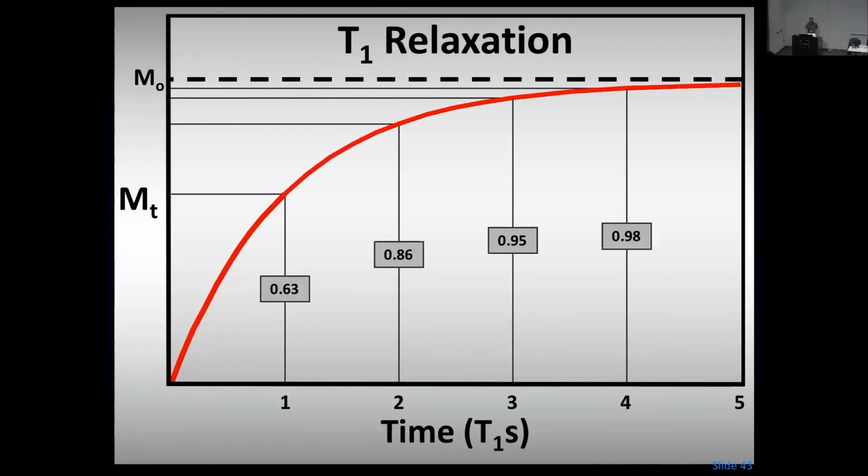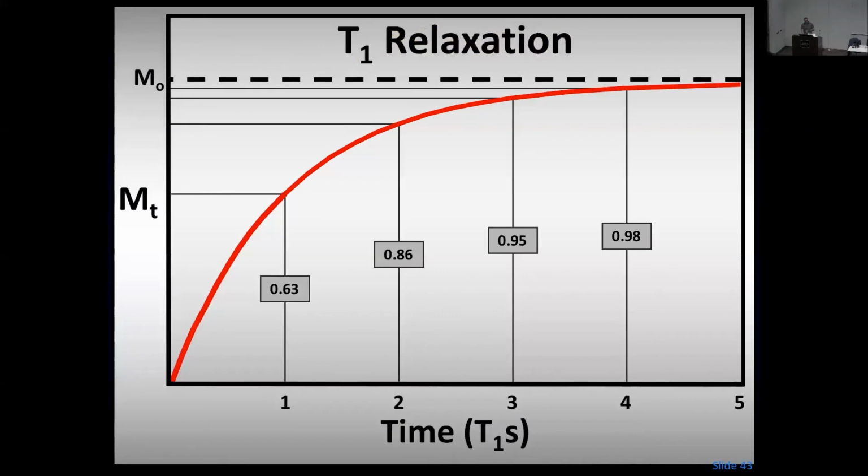For those of you who didn't follow completely what I was saying, at least memorize the following. Notice that after 3 T1 time constants, you're 95% of the way of your total relaxation. After 4 T1 time constants, you're 98% of the way there. So notice that by the time you get to 3 or 4 T1 time constants, waiting longer doesn't buy you very much.